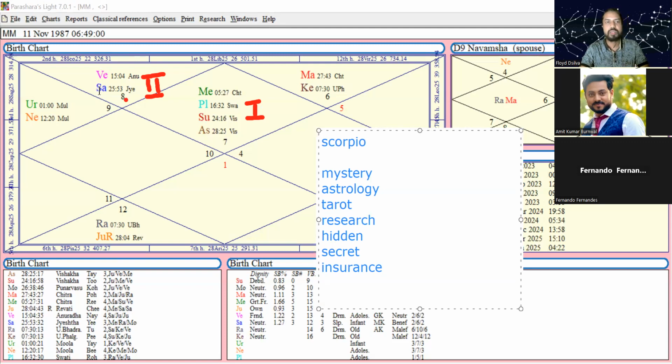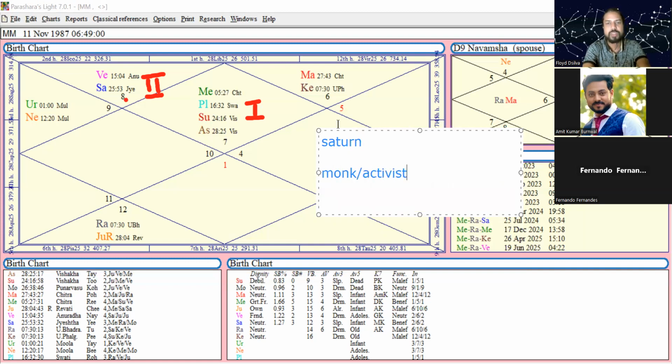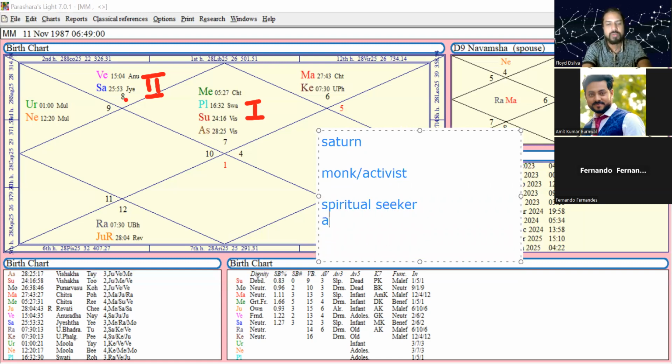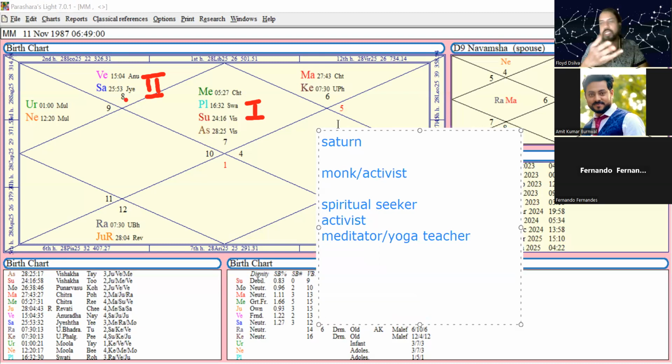Now, also we see that there is a planet Saturn with Venus, 10 degrees away. So 5 to 10 degrees, we consider 15 degrees, 25 degrees. Now what does Saturn represent, Amit? You have said monk, someone who is within Saturn is the monk or the activist. Yes. So the woman can be some kind of spiritual seeker, or some kind of activist, right? Saturnian, or someone who's a meditator, yoga teacher. So some connection with these things also can be there.